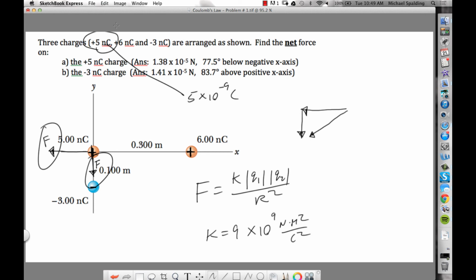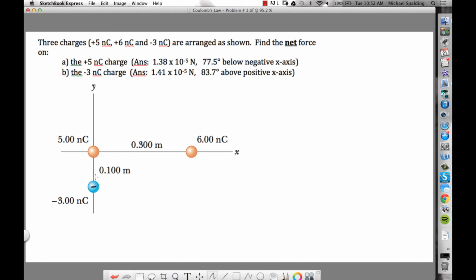Now, why would question B be trickier? Because now we're focusing on the 3 nanocoulomb charge. Okay, so what are the forces on the 3 nanocoulomb charge? Well, what's the 6 nanocoulomb doing to the 3 nanocoulomb? Attracting it like that. Uh-oh, there's the tricky part right there. What's the tricky part? This vector right here is at an angle, meaning it's not perfectly x and it's not perfectly y. Okay? What is the 5 nanocoulomb charge doing? Attracting. So that one's not bad at all. That one's fine. Okay, so we've got these 2 forces.